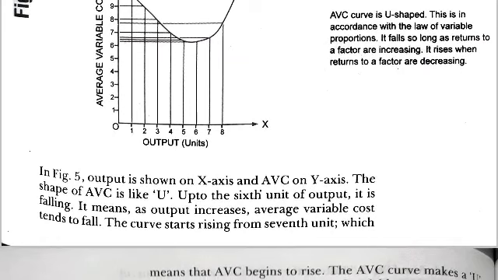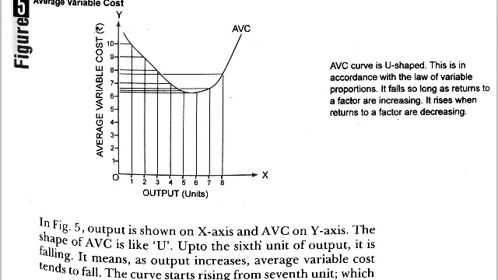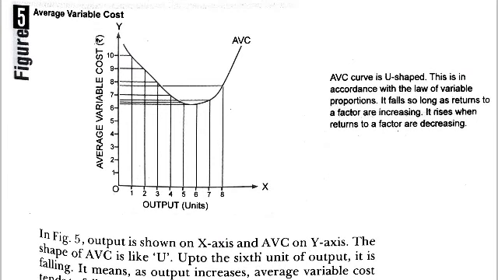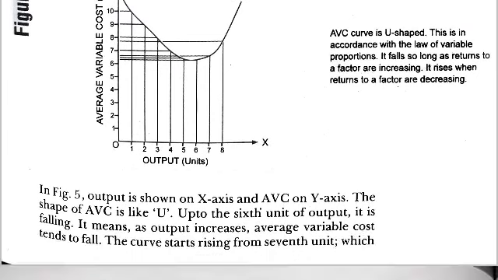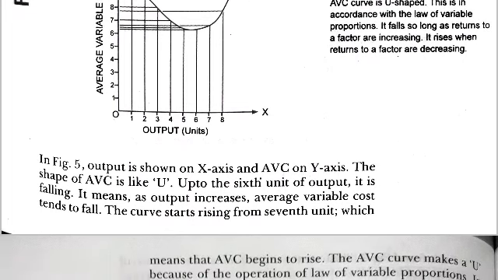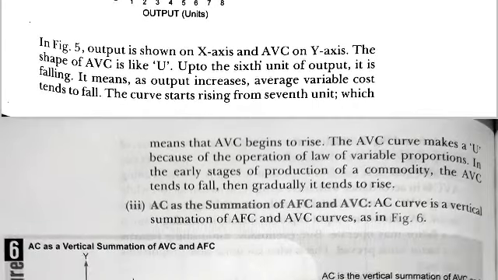Now in figure 5, output is shown on the x-axis and average variable cost on the y-axis. The shape of average variable cost is like a U. Up to the 6th unit of output it is falling. It means as output increases, average variable cost tends to fall. The curve starts rising from the 7th unit. जैसे कि आप यहाँ पर देख सकते हैं कि now the curve starts to rise upwards. From the 7th unit it now has a positive slope, which means that average variable cost begins to rise.